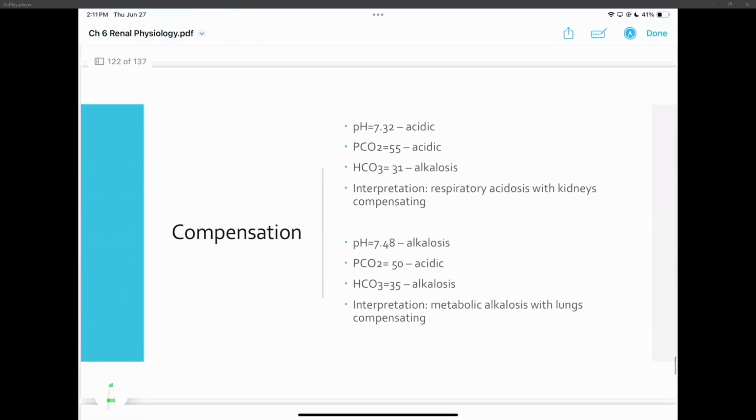So, compensation, the first one, pH is acidic. PCO2 is acidic. Does that CO2 of 55, you understand why that's acidic? It's high, it's acidic. When CO2 is very, very low in the range, it's alkalotic. Bicarb is 31.